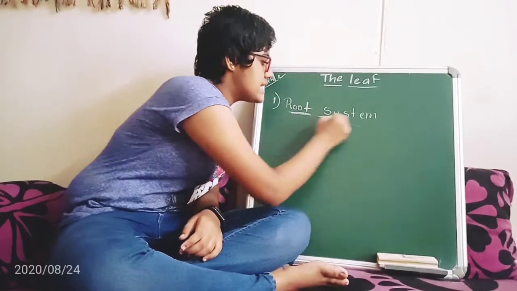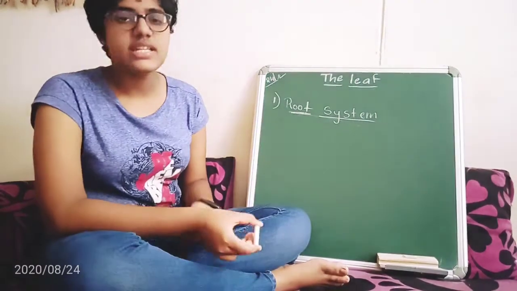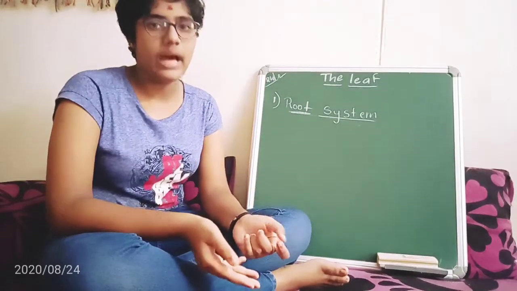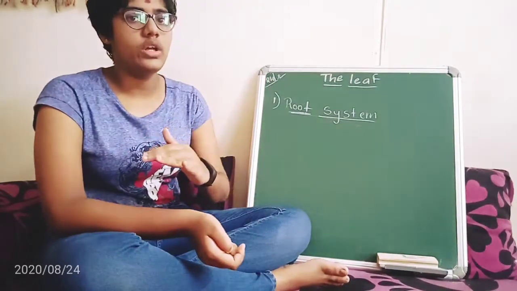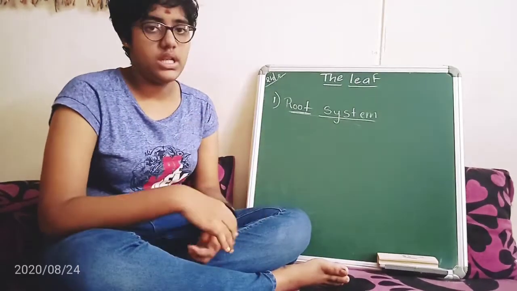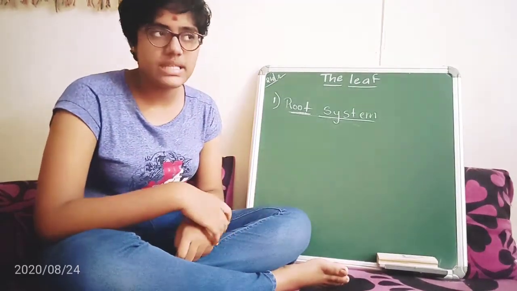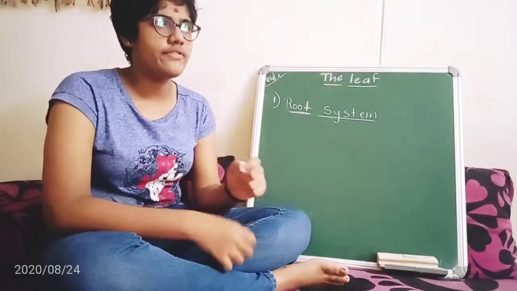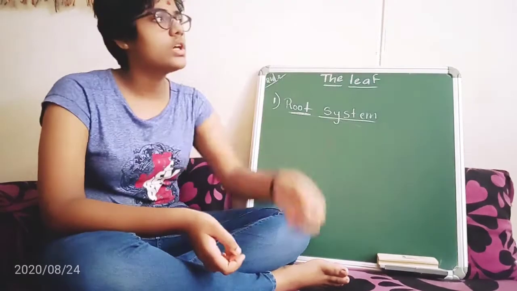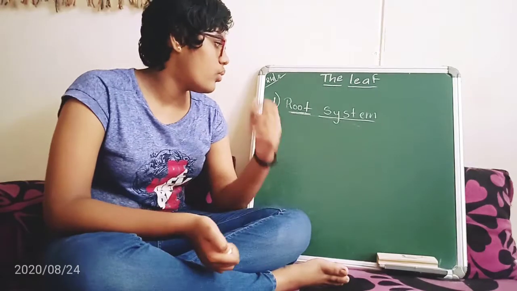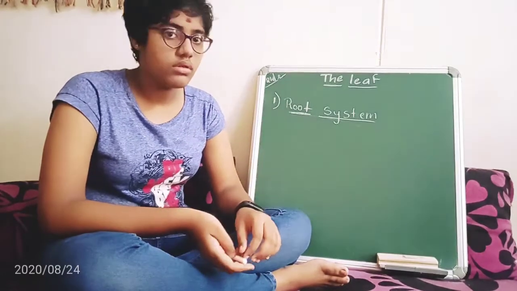Root system. You know what the root is, right? It is underground, the part of a plant that lies under the ground, which is not visible to the naked eye. Visible means it is visible, but it is under the ground. So if we dig the plant and take it out, you can see the root. So what are the parts of the root?